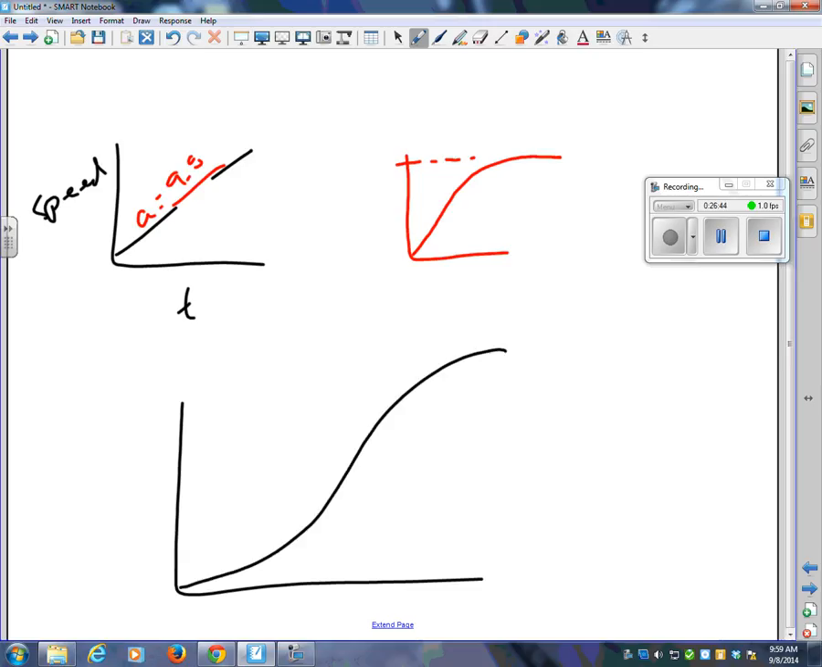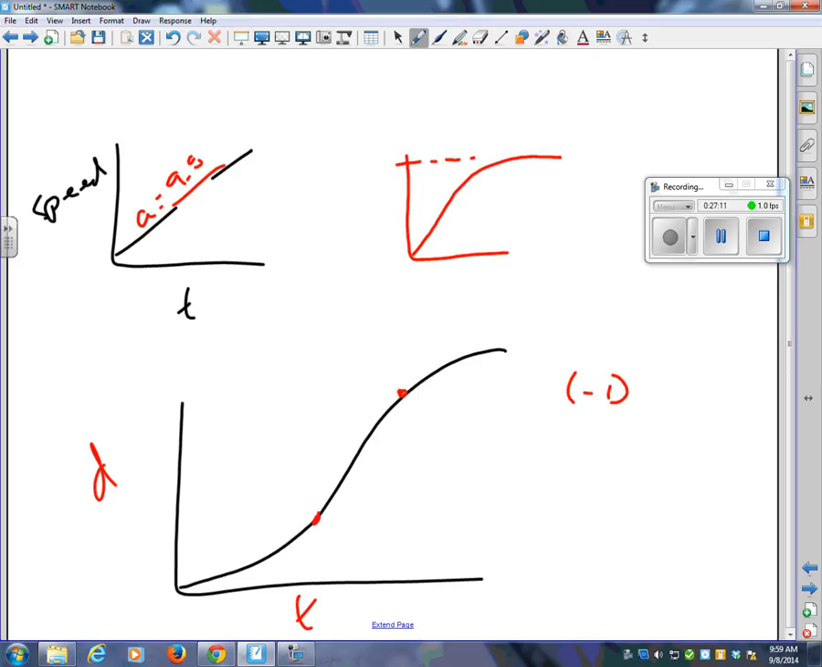Over which interval did the object have its greatest velocity? In other words, this is position-time, d versus t. So when is it its steepest? C to D for sure. C to D, it has the greatest velocity because the slope is the steepest.